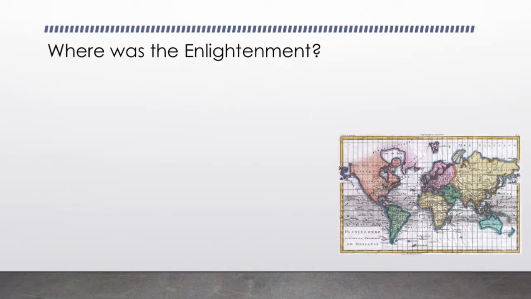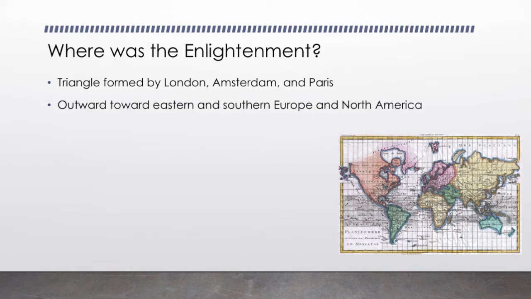Now I'm going to discuss where the Enlightenment took place and some notable events that occurred there. The Enlightenment flourished in places where an educated middle class provided an eager audience for ideas of constitutionalism and reform. Therefore, it was most prominent in a triangle formed by London, Amsterdam, and Paris, and eventually diffused outward to Eastern and Southern Europe and North America.